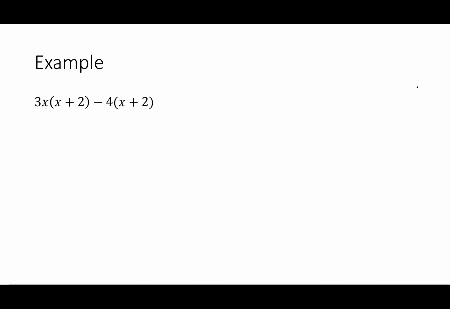The next example says 3x times x plus 2 minus 4 times x plus 2. I want you to see that this x plus 2 is common to both terms. So what do I do when things are common to both terms? I factor it out. Then I look at what's left. In the first term, I have 3x left. And in the second term, I have minus 4.